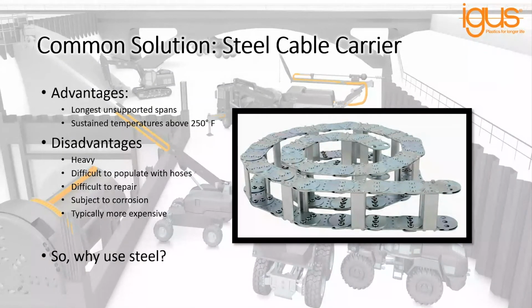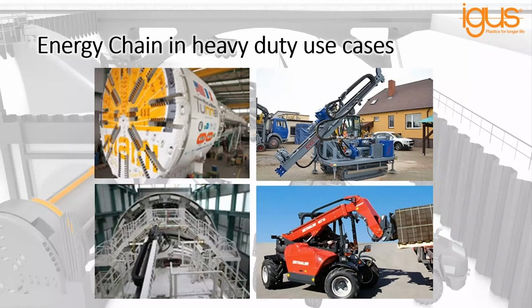It is metal, so unless it's a stainless steel solution, which is not very common, it is subject to corrosion. There are some corrosion-resistant coatings typically put on a steel carrier, but over time, those inevitably do wear out and subject the base metal to corrosion, and they typically are more expensive. So with all those disadvantages, why is it that steel carriers are still commonly used on industrial applications? Well, there's a perception that steel equals heavy duty and plastic is light duty, and that plastic can't hold up to the rigors that a steel carrier can.